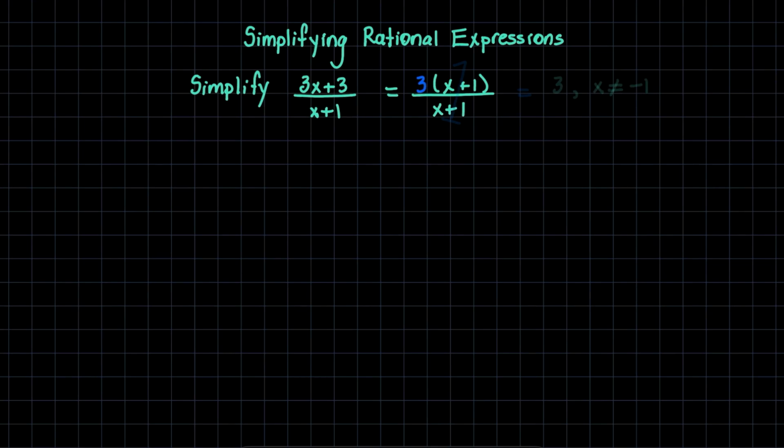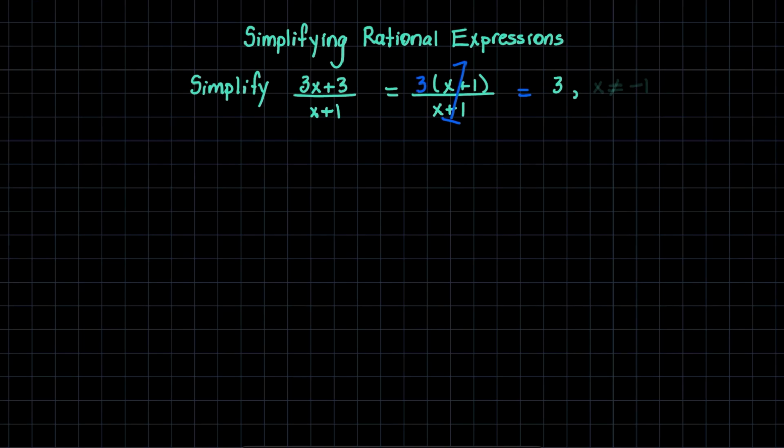Okay, now both my numerator and my denominator have a common factor of x plus 1. So those simplify to 1, and we're left with 3. Now here's the important part. Just like with numbers, you cannot ever divide by 0. We don't divide by 0.